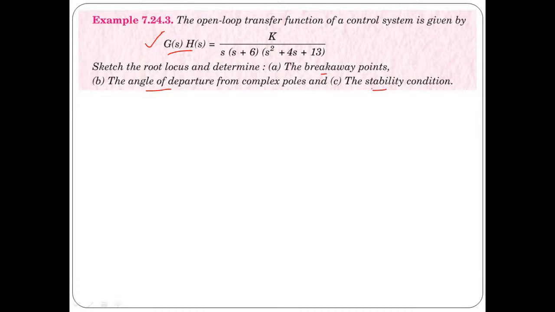So I think we have completed the first portion: what is the breakaway point in this particular case, and what is the range of k for which the system is stable, unstable, or marginally stable. The thing now is that we are trying to identify how to calculate the angle of departure for this particular case. So first we will see and discuss how to calculate the angle of departure for this system.